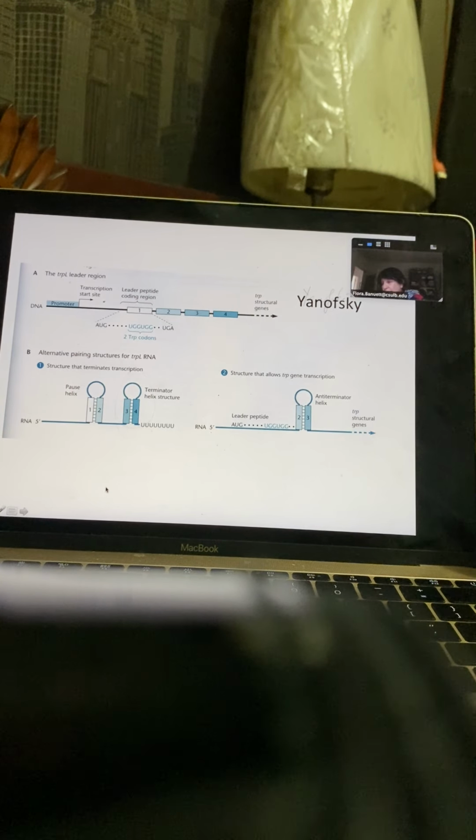So the important thing to keep in mind is that you can form these alternative secondary structures. If you form 3 and 4, bingo, that's a signal that RNA polymerase cannot continue. If you have 2 and 3, that's a signal that RNA polymerase should continue and transcribe the genes that make the enzymes that convert chorismic acid into tryptophan.